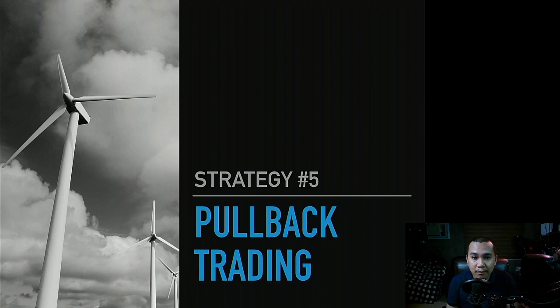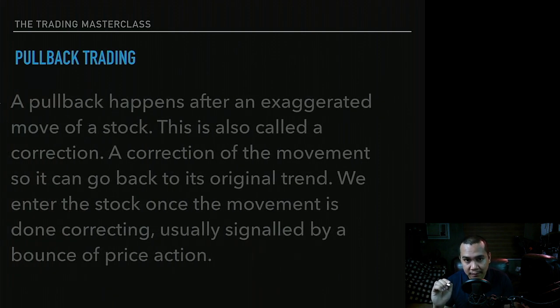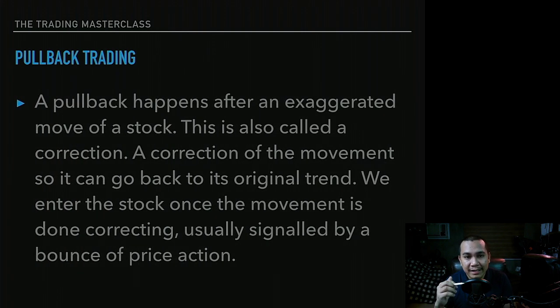Next is the pullback trading, right? Very good also. This works with the breakout strategy because it starts a new trend going in an uptrend. And usually if the prices already go very high, you don't want to chase that. You want it to do a pullback and buy it from there. So I'll explain to you what pullback trading is in a bit. A pullback happens after an exaggerated move of a stock. This is also called a correction, right?